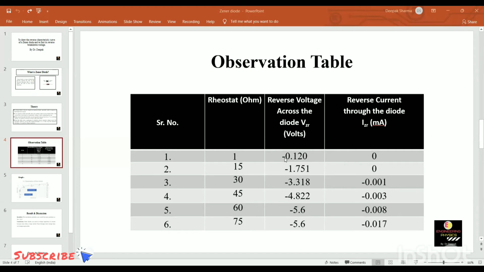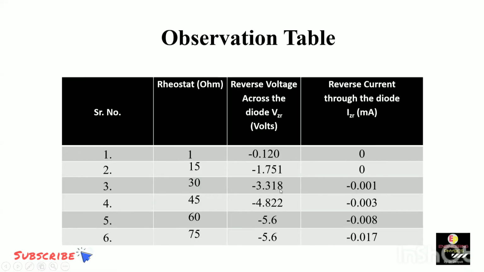We are using the negative sign here. It is quite understood that we are going to discuss the reverse characteristics of the Zener diode, but we use this minus sign because we can put these readings in the graph. So we get the third quadrant graph by using the negative sign. If we remove the negative sign, then we get the graph in the first quadrant.